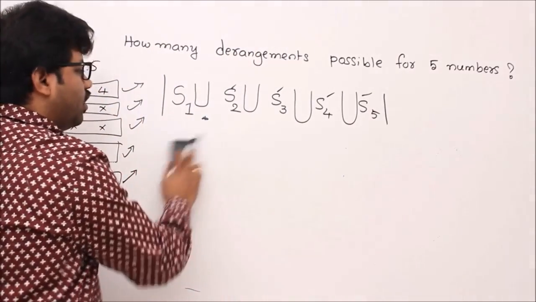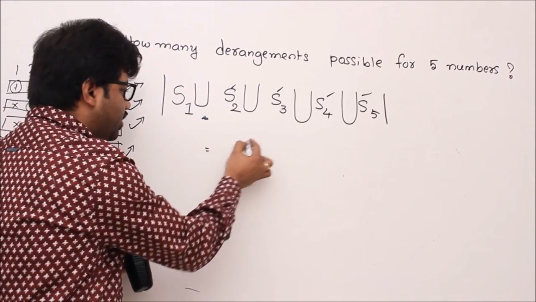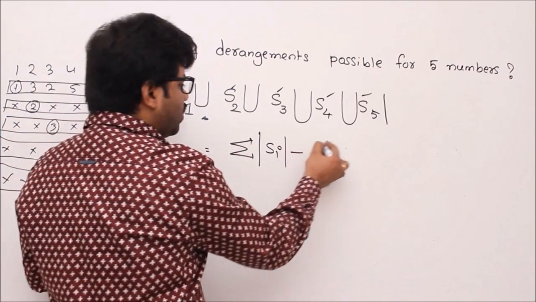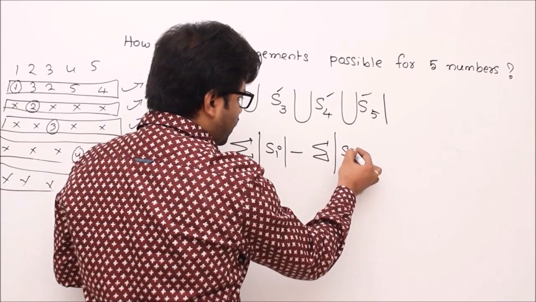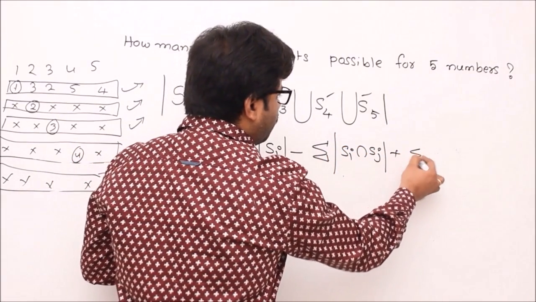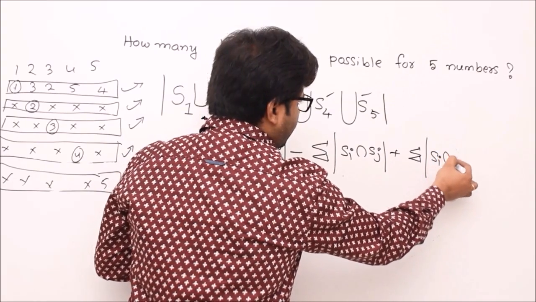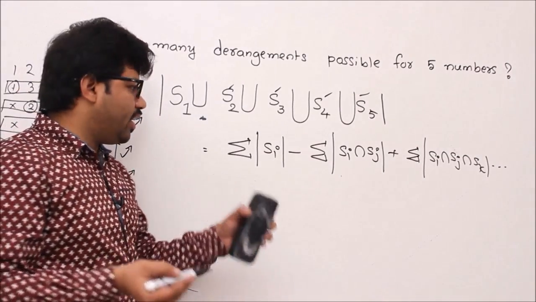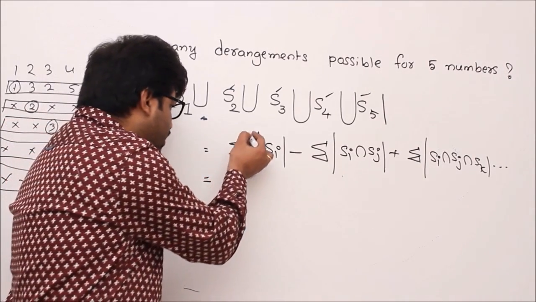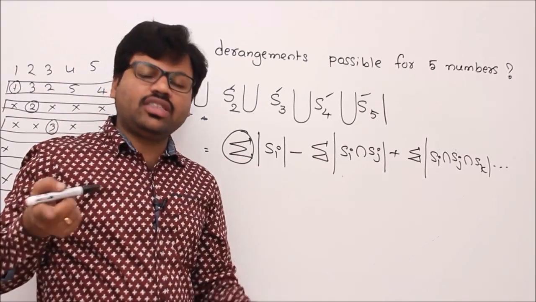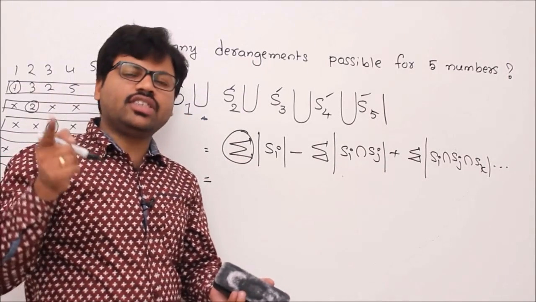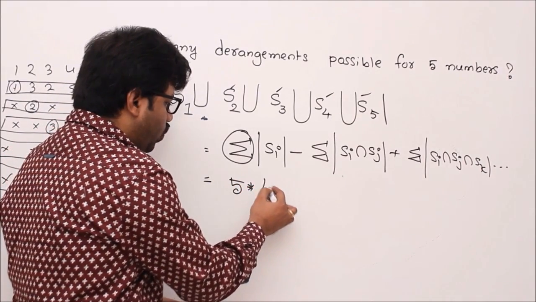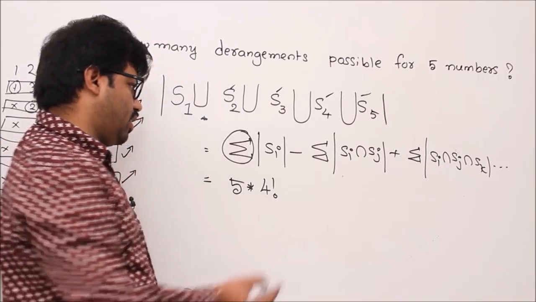Okay. First of all, we write the formula. The formula is like this: sigma of all Si, isn't it? Next, minus sigma of all size 2, Si intersection Sj, plus sigma of all size 3, Si intersection Sj intersection Sk, and so on, right? And we know the formula, so we directly write the values. But in this sigma, we have to add all that S1, S2, S3. How many such sets are there? 5. One is S1, second S2, S3, S4, S5, right? So there are 5 such sets. Each one's value was 4 factorial. Did you remember that? Yes, minus.